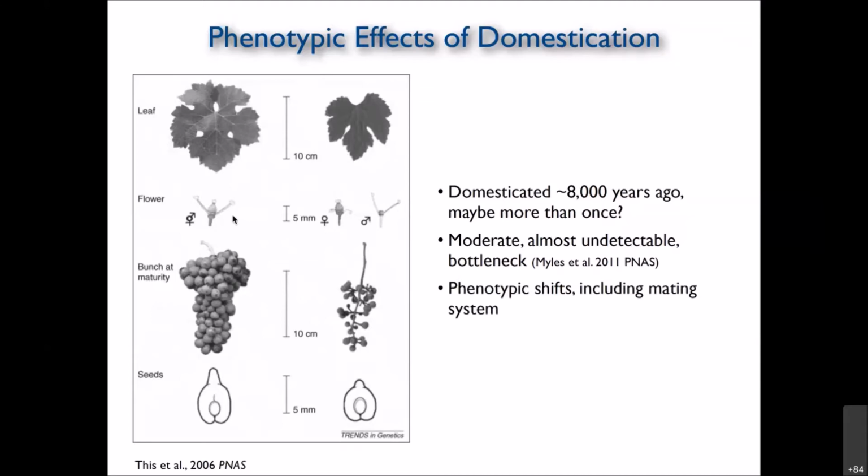I told you a little bit about this under domestication. There are perfect flowers. They have both male and female parts. But in the wild, all the wild species have separate male and female individuals with separate male and female flowers. Changes in things like the size of grapes and the number of grapes in a bunch, and changes in the seeds.